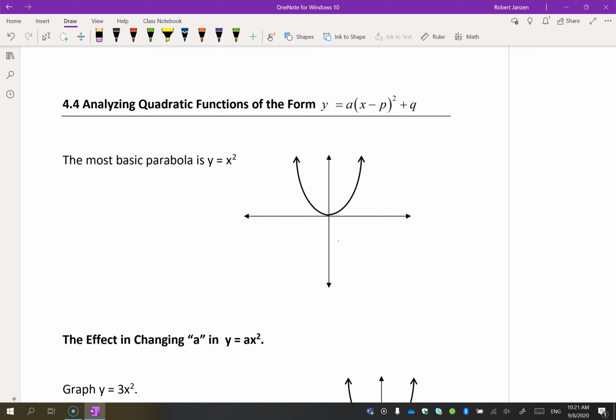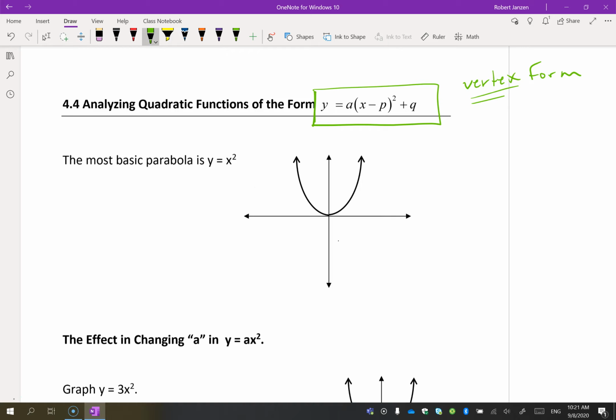Okay, so first of all, I want you to take note of this. This is another form of a quadratic equation. Remember, we talked about what general form is. This one is what we call vertex form. This is nice, and you'll see why we call it vertex form as we go through this lesson.